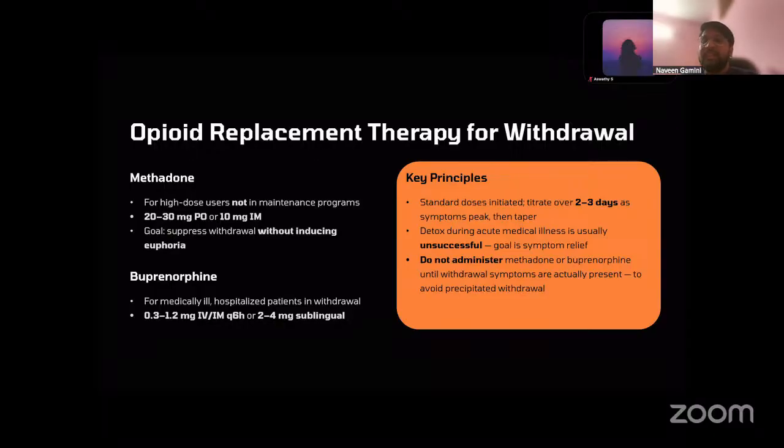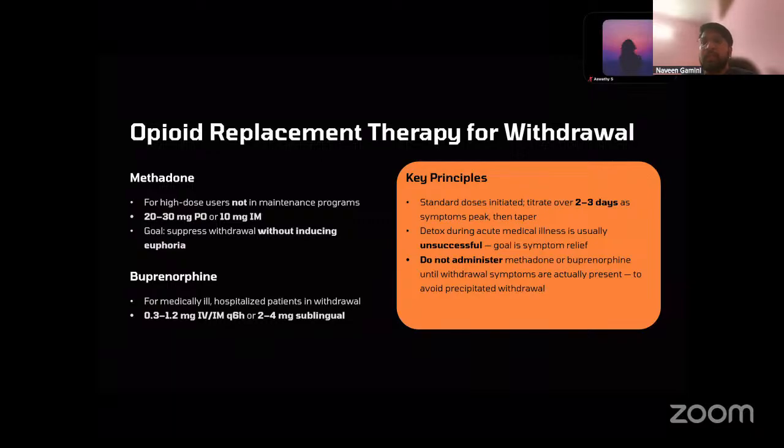Whereas buprenorphine is indicated for medically ill or hospitalized patients in withdrawal. And the dosing is 0.3 to 1.2 mg IM or IV every 6 hours, or 2 to 4 mg sublingual every 6 hours.